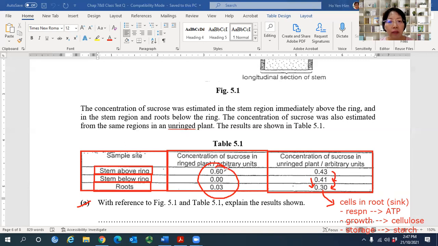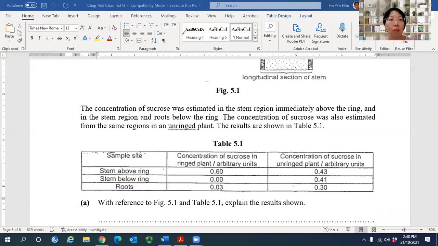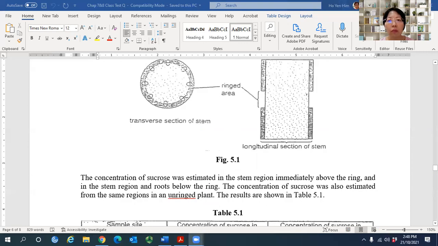Above the ring is 0.60. But in a normal plant it is 0.43 because it can flow from here to here. But now after you ring it, it cannot flow from here to here anymore because there's no phloem that connects the upper part of the ring and the lower part of the ring, which is here. Right? So from here to here, there's no phloem. So whatever sucrose comes here will actually collect over here. And then there's no more sucrose to come in from here to here. So whatever sucrose flows downwards, finally, there's no sucrose left here.